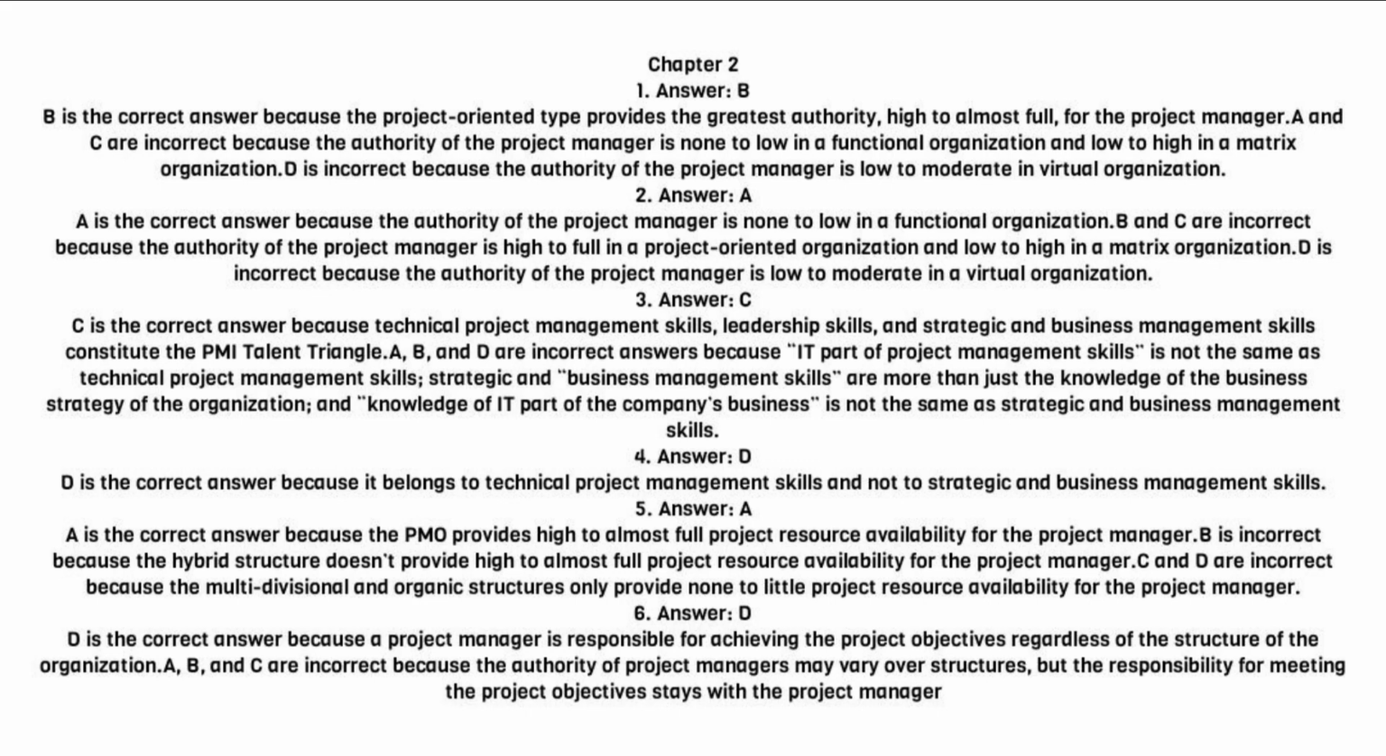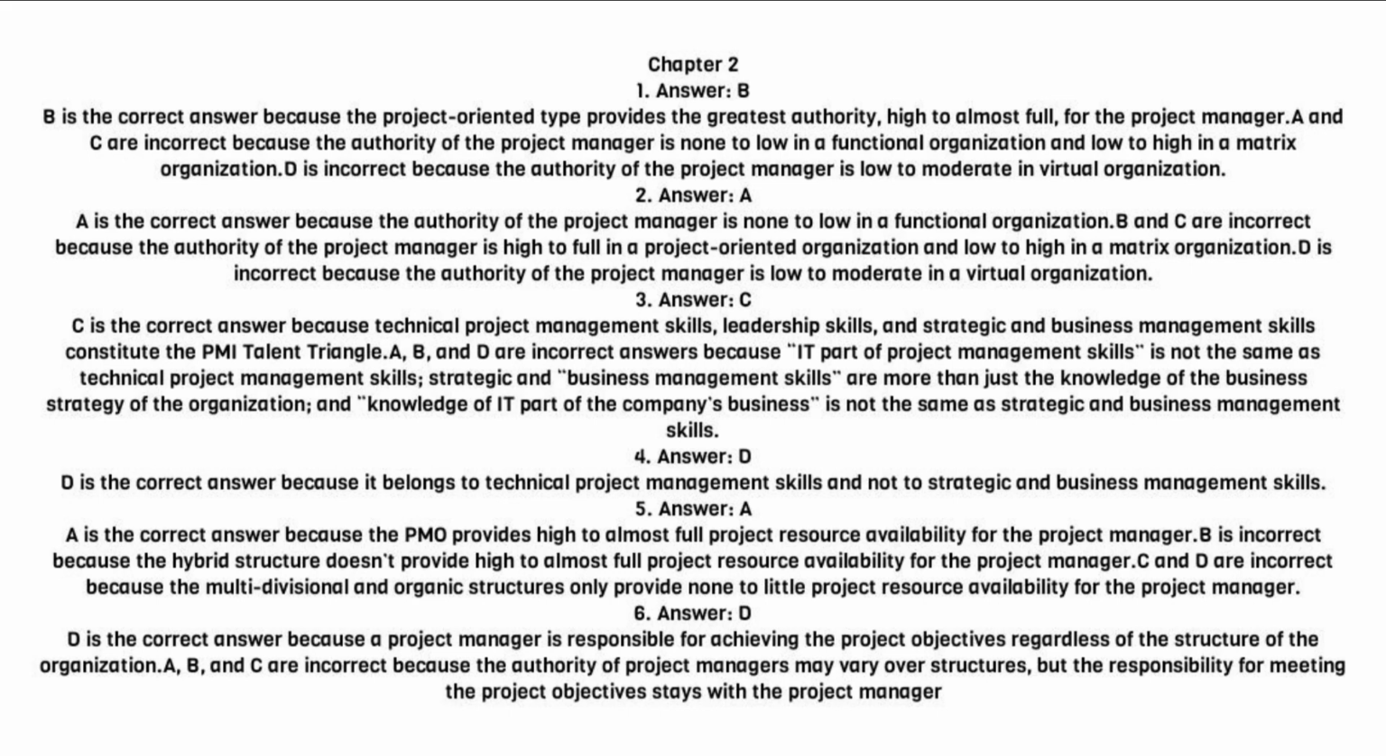4. Answer D. D is the correct answer because it belongs to technical project management skills and not to strategic and business management skills. 5. Answer A. A is the correct answer because the PMO provides high to almost full project resource availability for the project manager. B is incorrect because the hybrid structure doesn't provide high to almost full project resource availability for the project manager. C and D are incorrect because the multidivisional and organic structures only provide none to little project resource availability for the project manager.